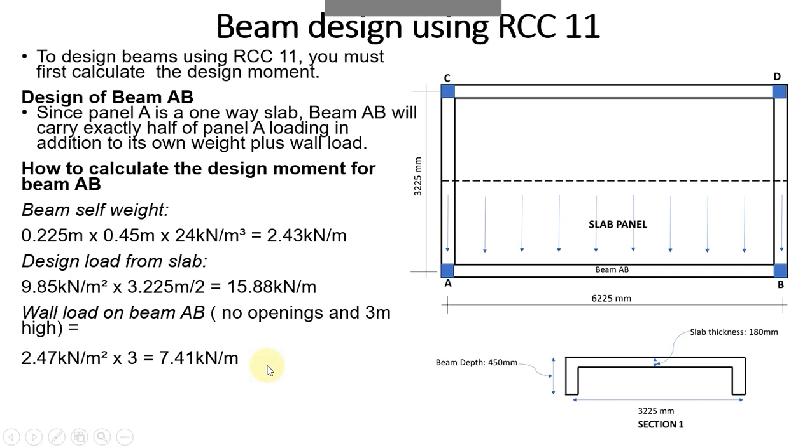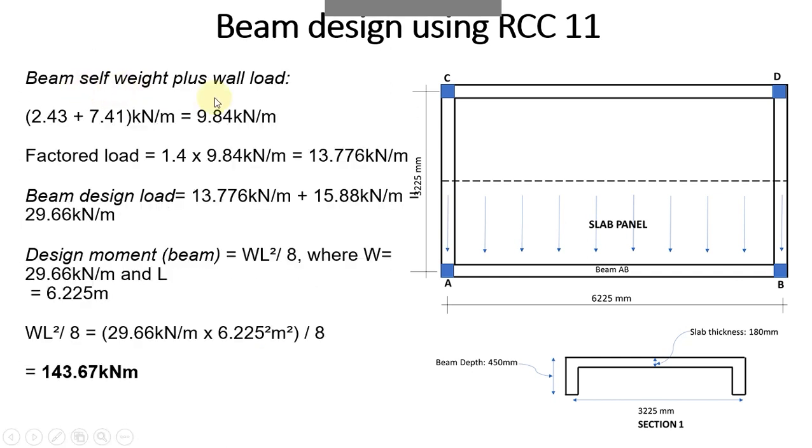Going further, we add up the self weight of the beam plus the beam wall load, which is 2.43 plus 7.41, giving 9.84 kilonewton per meter. The reason we are separating this is because the load from the slab has already been factored. So we need to factor the dead load of the beam as well. Factoring the total of the wall load and the beam self weight by multiplying by 1.4, we get the design dead load for the beam of 13.776 kilonewton per meter.